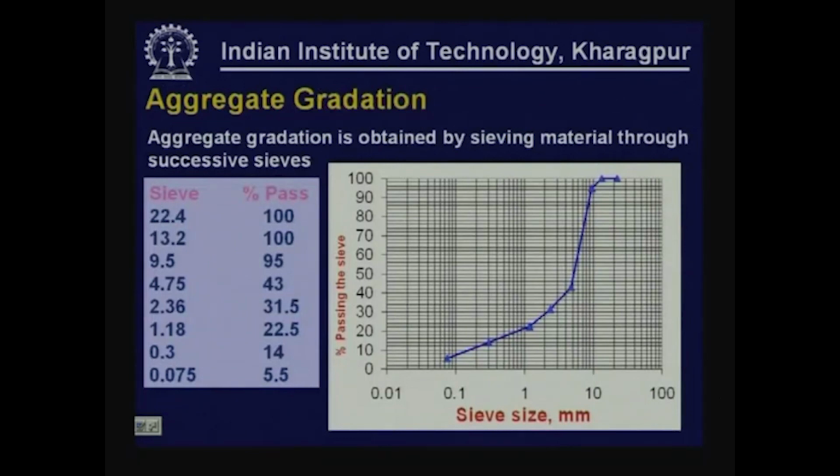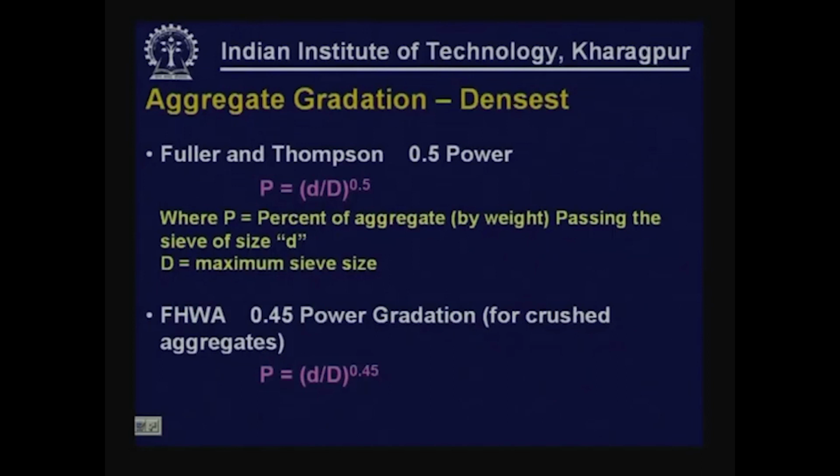Typically, the aggregate gradation is represented in a semi-log format, where sieve size is presented on log scale and the y axis will be percentage passing, which is on normal scale. Normally, whenever we examine these gradations, we refer to the densest possible gradation for the given maximum size of aggregate. So, with reference to that, we will examine a given gradation, whether it is dense, whether it has got more voids, whether certain fractions are missing.